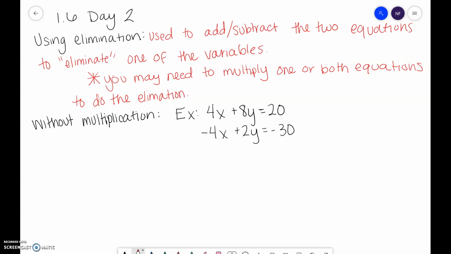In order to do that, we're looking for the numbers in front of the variables to be the same. So in this case, the x's have both 4s. So we're looking for the same number in the front, which these do. And then to know if we add or subtract, we look at the signs on those numbers. We're going to add when they have opposite signs, and we would subtract if they were the same sign.